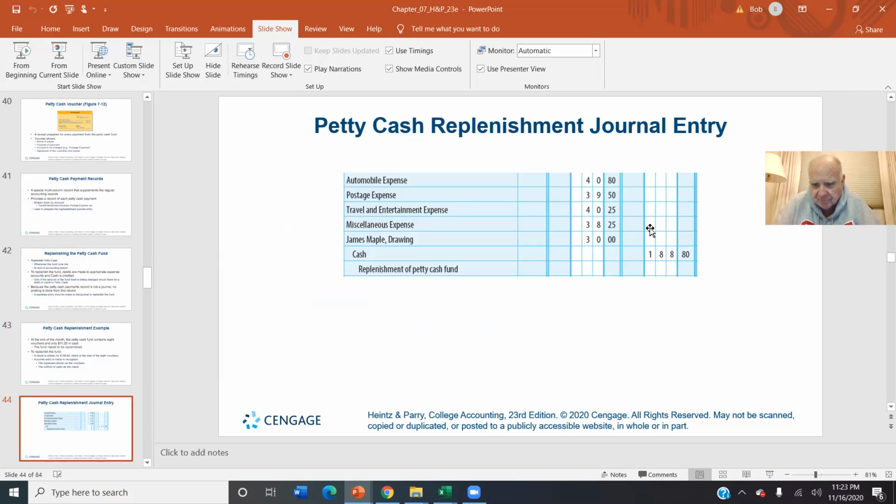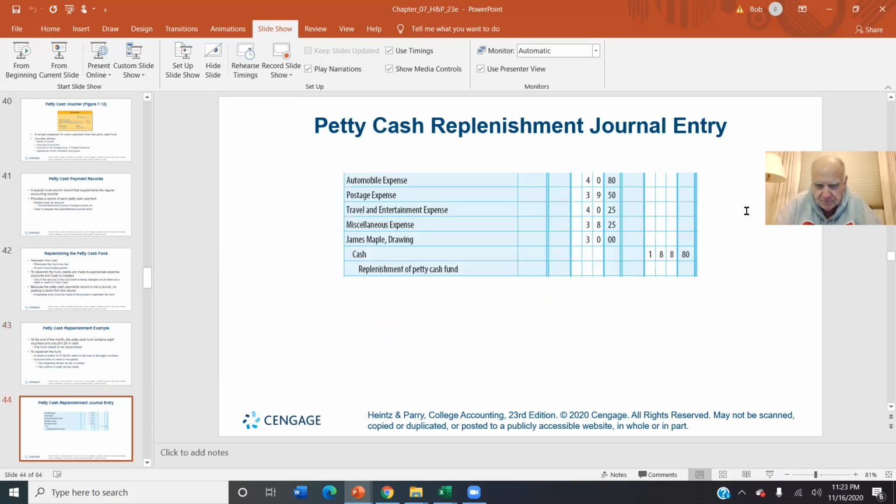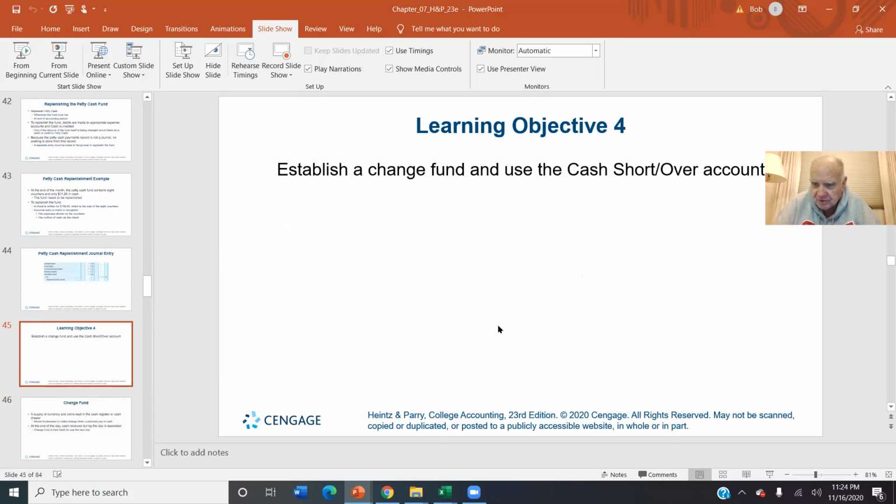And this is an example of the type of entry. We said that they had $188.80 in vouchers. Well, 40 was for automobile expense, postage, travel and entertainment, miscellaneous, and the boss took $30 out to bet on a horse or something. Okay, so that check for $188.80 is going to go right back into your petty cash box. The credit is not the petty cash. We've already got the 200 there on the records. We credit cash.